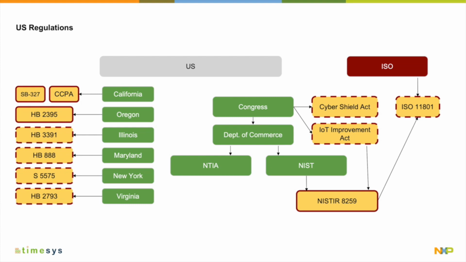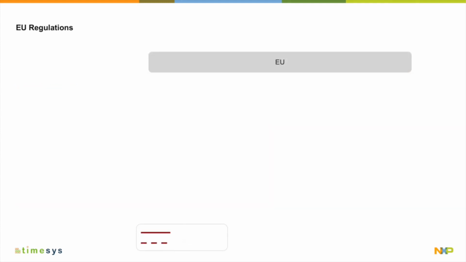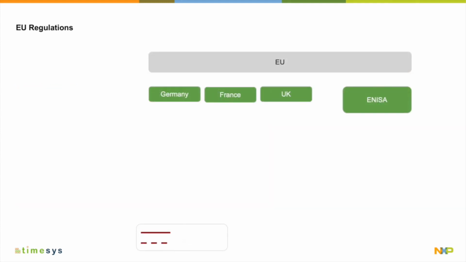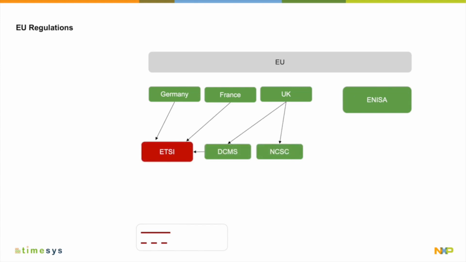Similar bills are passed in other states. Maryland, for example, has House Bill 888. In Europe, for example in the UK, we have the Department for Digital, Culture, Media, and Sport, as well as the National Cybersecurity Center, which assist with those different regulations.